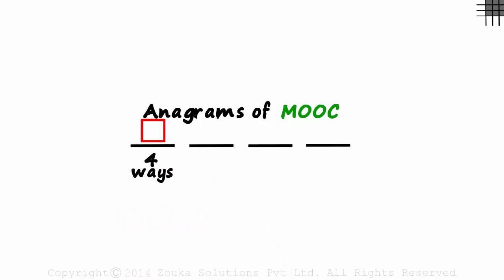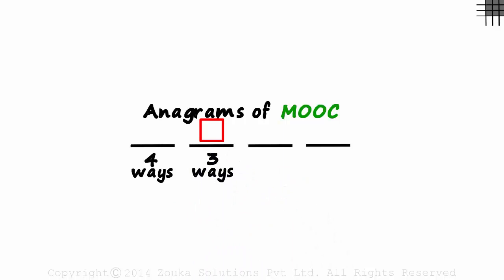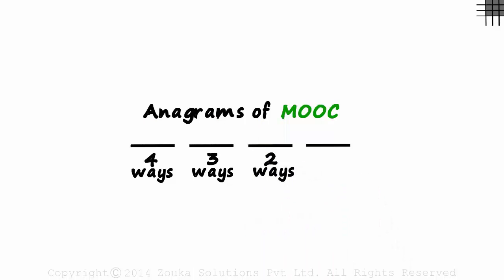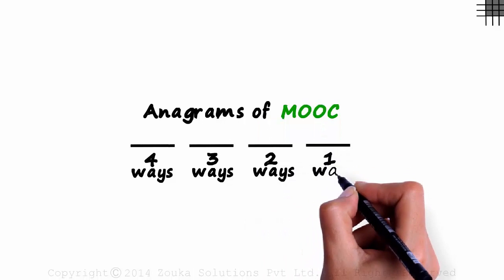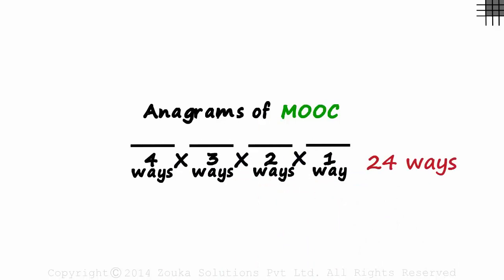After using up 1 letter here, 3 remain for the second slot. 3 ways in which the second slot can be filled. After using a letter each in the first 2 slots, 2 remain for the third slot. 2 ways in which it can be filled. And just 1 letter remains for the fourth slot. And we multiply these to get the answer. 24 ways in which different anagrams of MOOC can be formed.